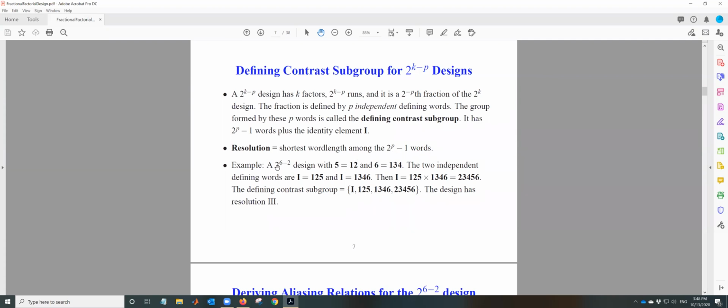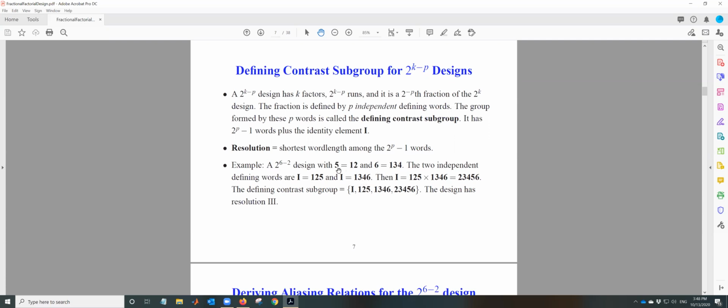For example, if you have a 2^(6-2) design, you can have factors 1, 2, 3, 4 as a full factorial design, 2^4, right? And then the 5th factor equals 1, 2, and the 6th factor equals 1, 3, 4. Those are the 2 independent defining words. That is, I equals 1, 2, 5, and I equals 1, 3, 4, 6.